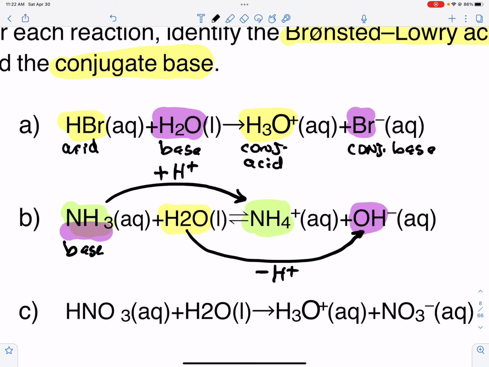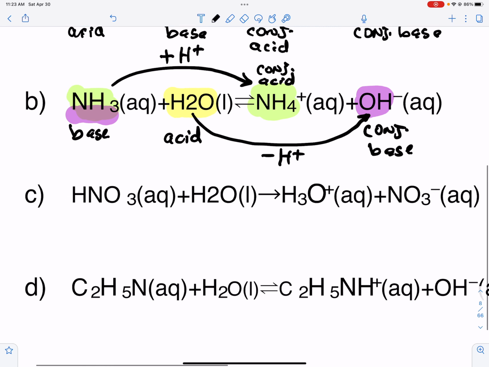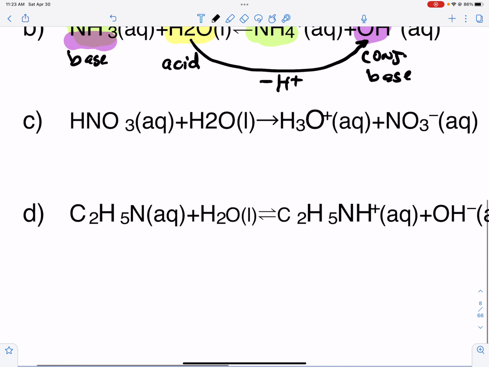So by following the arrow, the base produces the conjugate acid. By following the other arrow, the water produces the hydroxide. Since water is losing a hydrogen, that's the acid, and the hydroxide will have to be my conjugate base. So that's a good way of doing it. Find out what's becoming what and see what's happening, label it, and then you know how to label the other one. So let's do this one.